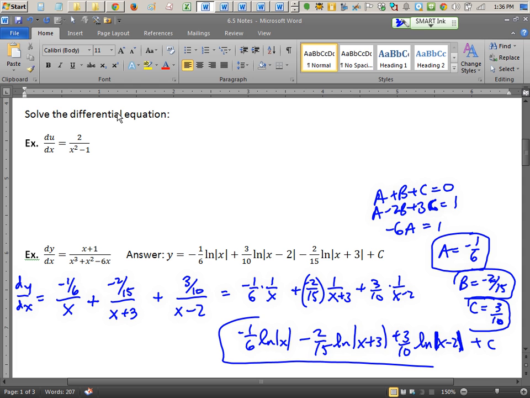And don't forget the plus c at the end. It's pretty awful, but it's harder than any question you see on the AP test. I'm just trying to show you the basic method. Okay? All right.